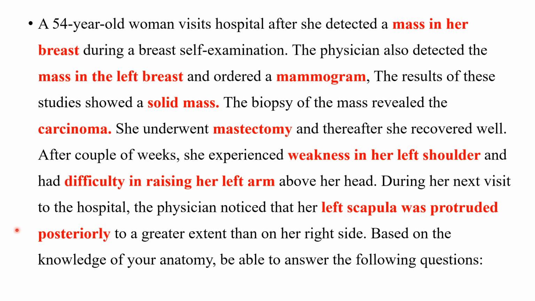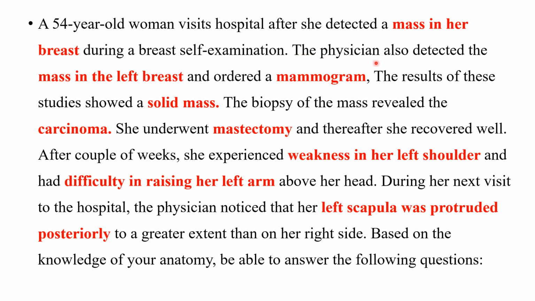Now let us see that this is the first question and this is the first clinical condition. A 54-year-old woman visits hospital after she detected a mass in her breast. So this is one condition. That's how we have to concentrate on those particular symptoms. The first symptom the patient observed when she was doing self-examination, right? A mass in her breast.